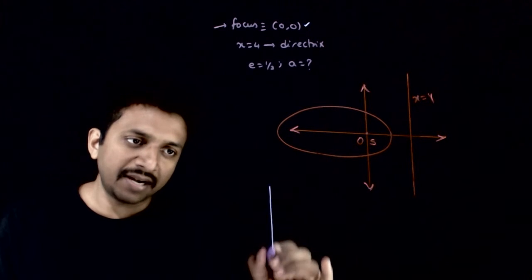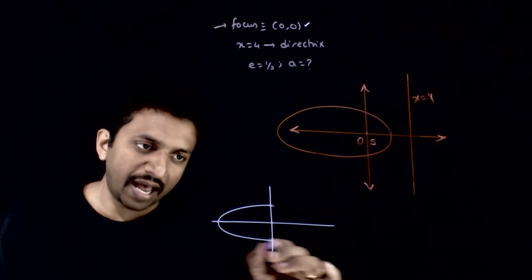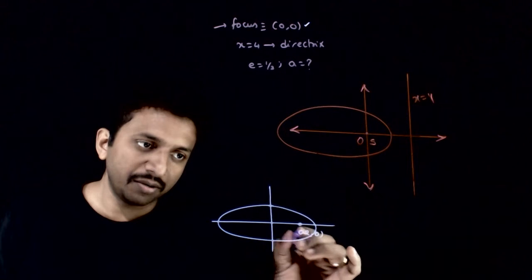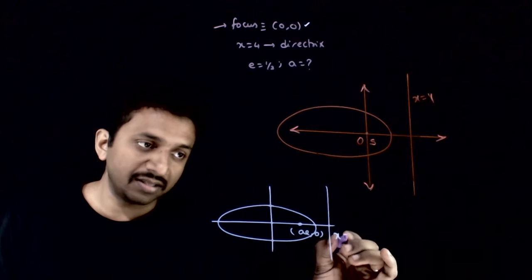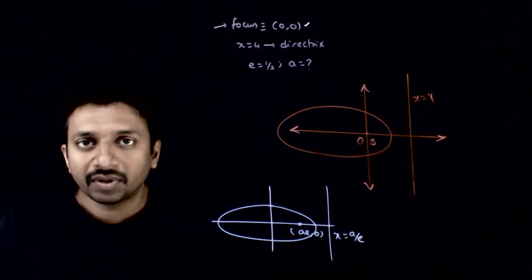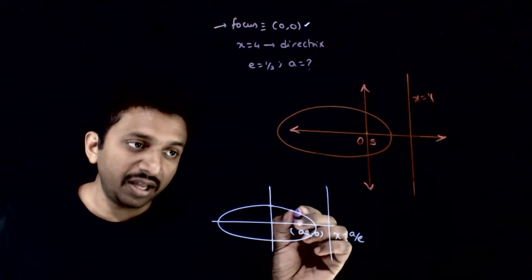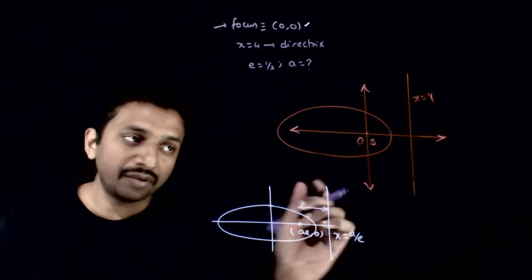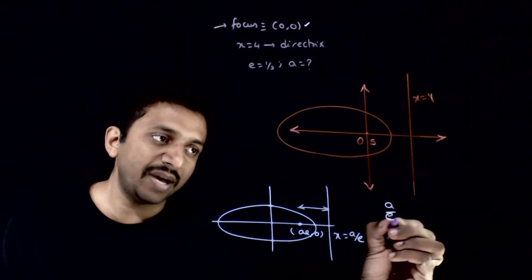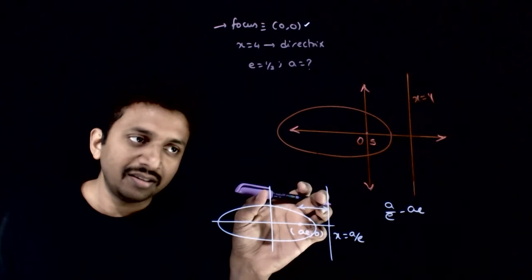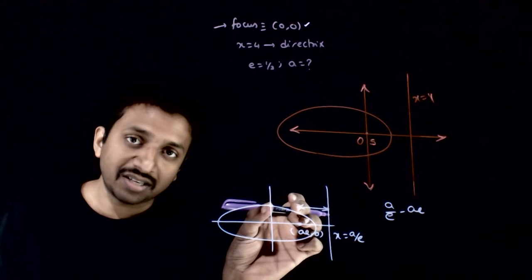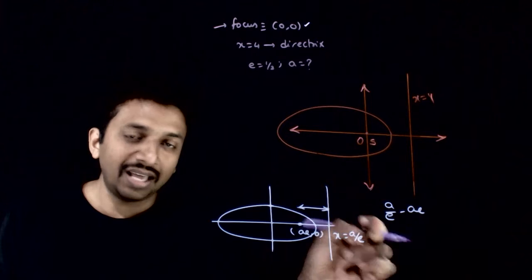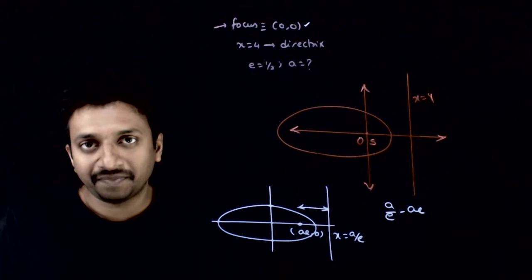So if you have a standard ellipse, we know that the focus is (ae, 0) and the directrix is x = a/e. Now, what is the distance between the focus and the directrix? The distance between the focus and directrix is a/e minus ae, right? This distance is a/e, this distance is ae. So the distance from focus to directrix is a/e minus ae.